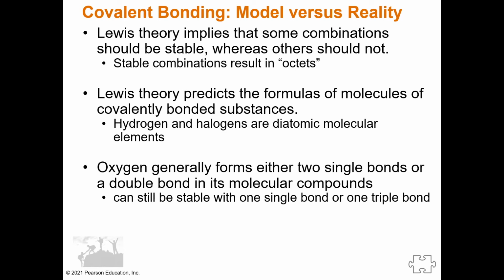With hydrogen, we know that they form complete duets, and because of that, they form diatomic molecules, and the same goes with halogens. With oxygen and a couple of other elements, you could see a combination of single, double, and triple bonds. But the main idea is to achieve a complete octet.